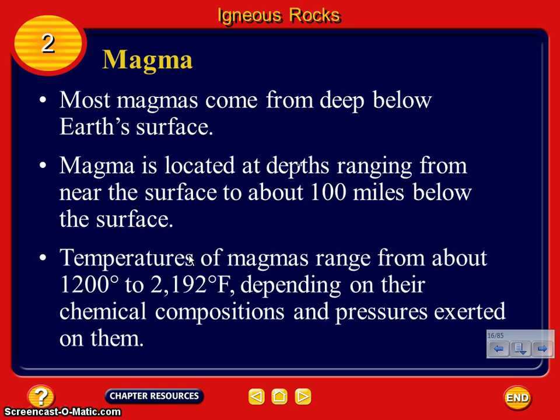Now this next thing is just crazy about magma. Temperatures of magma range from 1200 degrees to 2190 degrees Fahrenheit, depending on its chemical composition and the pressure exerted on it. I mean, guys, this is hot. We can't even really replicate this on the Earth. We can melt rock, we can create steel, we can create iron, but this is just naturally underneath the Earth. 1200 degrees Fahrenheit to 2192 degrees Fahrenheit. If you even got near this stuff, it's game over. And this process of cooling is what's going to create our wonderful igneous rocks.